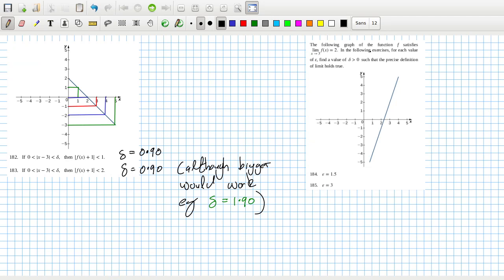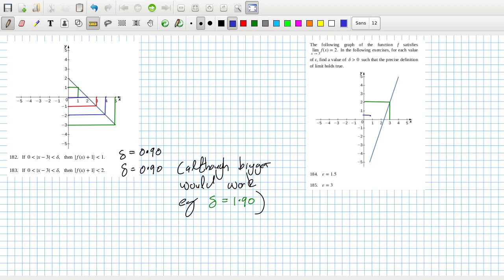Okay, the following graph, the function f satisfies this limit: as x goes to 3, f(x) equals 2. The limit as x goes to 3 will give you 2. And the following exercise: for each value of epsilon, find the delta. Okay, so we want to be within 1.5.